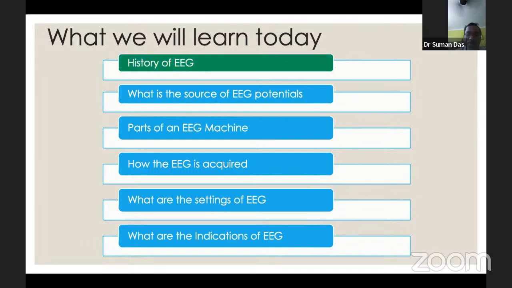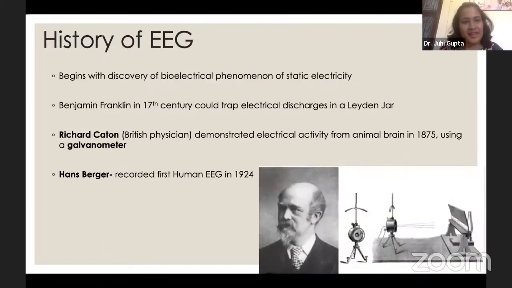Please continue, Dr. Juhi. Okay, so the history of EEG is very interesting, and I don't have many slides on it, but would like to talk about it in brief. The history of EEG actually dates back to the 17th century, when the eminent scientist Benjamin Franklin could trap these discharges in a Leyden jar.